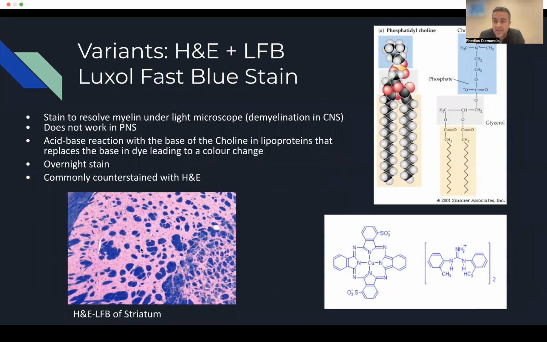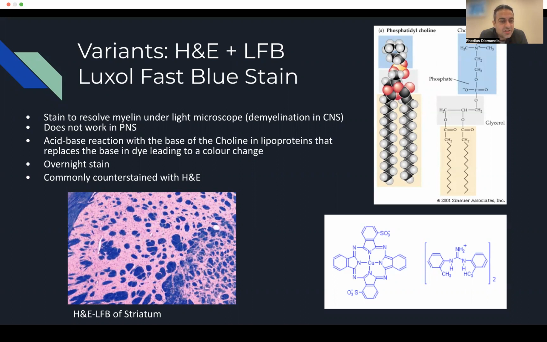it's important to note that this doesn't work in the peripheral nervous system. It's unclear to my knowledge. Perhaps there are some different chemical properties of the myelin sheath that's formed by a Schwann cell versus an oligodendrocyte. But for whatever reason, this stain is often said to work exclusively in the central nervous system.